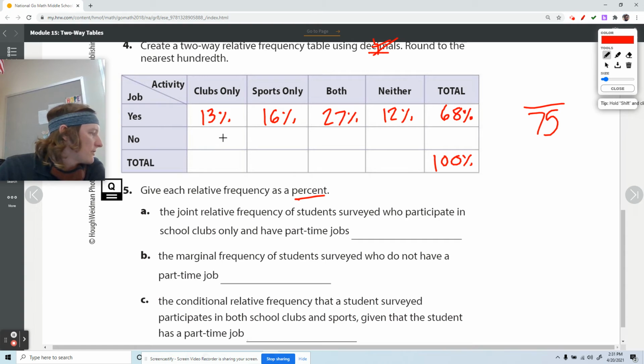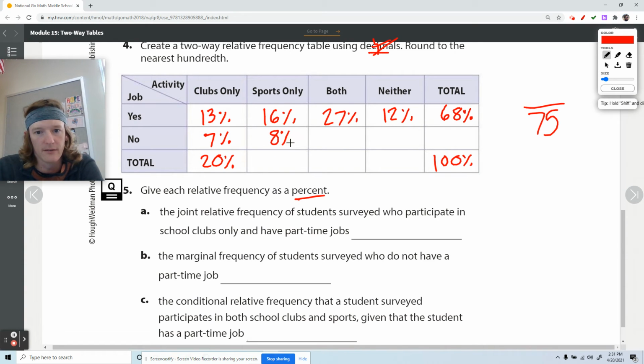Clubs only, but don't have a job. That's 5 divided by 75, 7%. We can fill in this bottom box with 20%. Next one, sports only, who don't have a job. That was 6. That'll be 8%, which makes 24%. The next one is people who do clubs and sports but do not have a job. That is 10%, which makes this 37%.